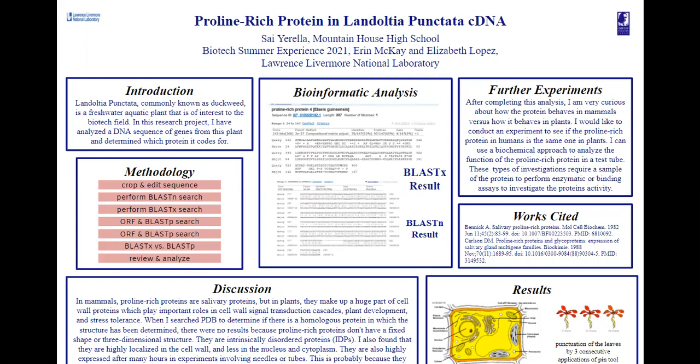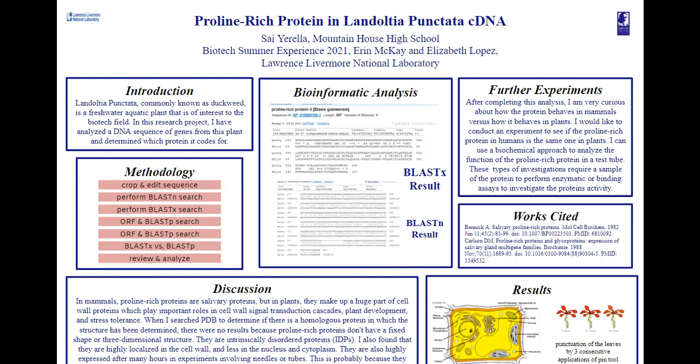The next step was to perform a BLAST-N search in order to determine if my DNA sequence matches any other DNA sequences that have already been determined and been deposited in the databases. The BLAST-N search compares a nucleotide query sequence against a nucleotide sequence database.